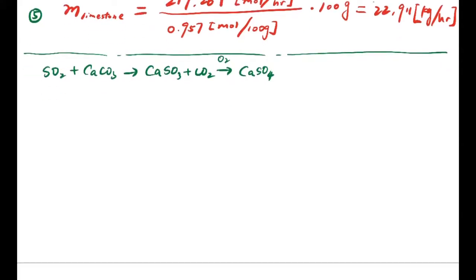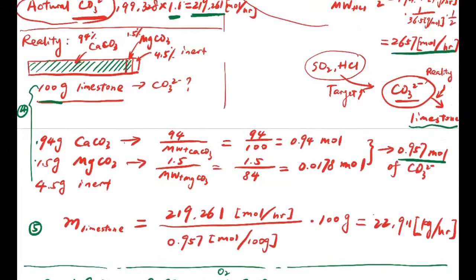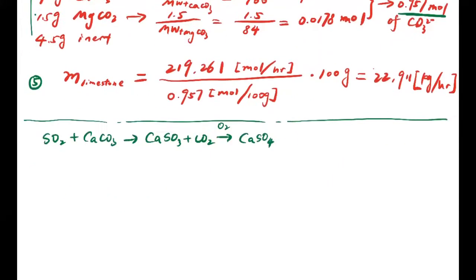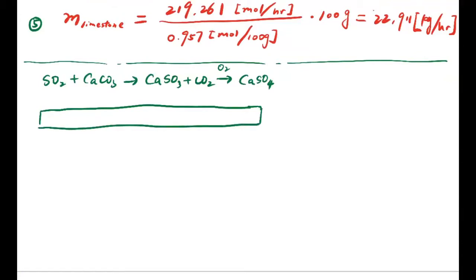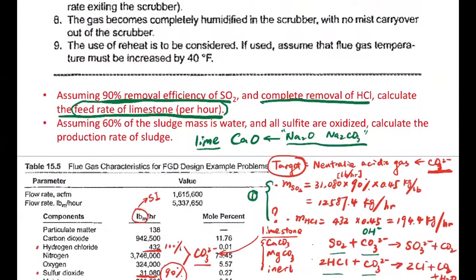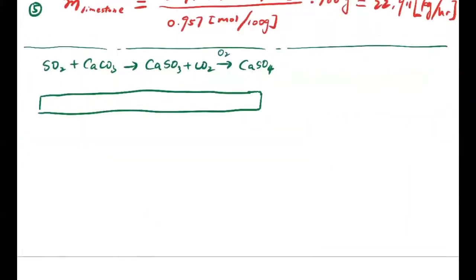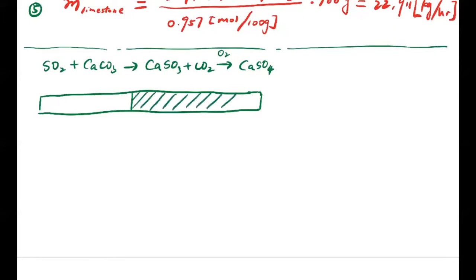So what we can do is draw a bar that's similar to this limestone bar here. Let's say that we're trying to analyze 100 grams of the sludge, or the product coming out of the scrubber. For this question, it assumes that 60% of the mass is water, right? So from this bar here, we know that actually 60% is just pure water, and we don't need to consider that. And the remaining 40% is going to be the solid, okay?